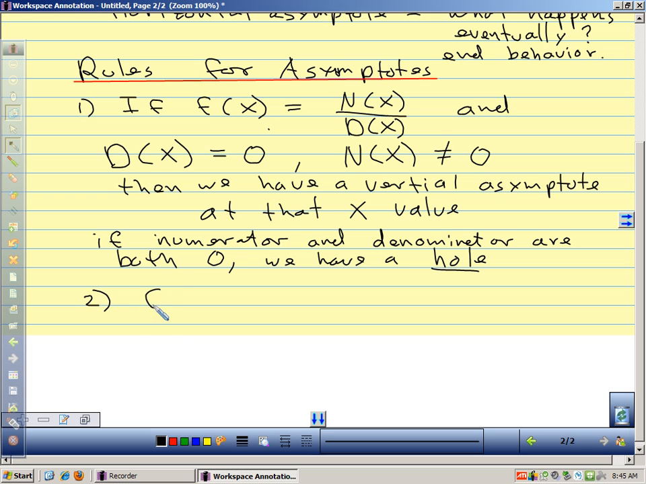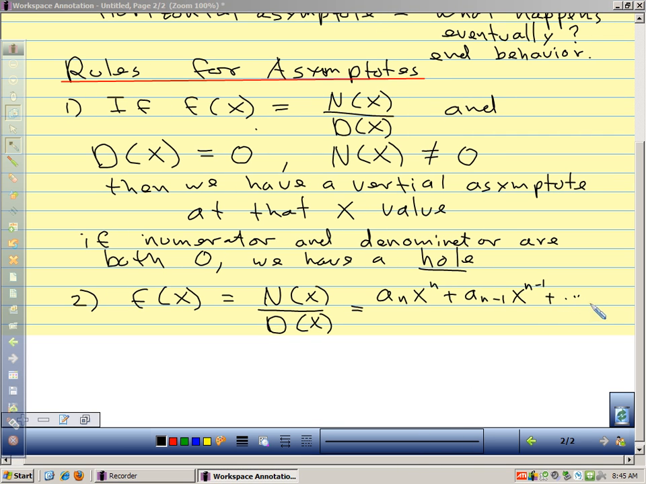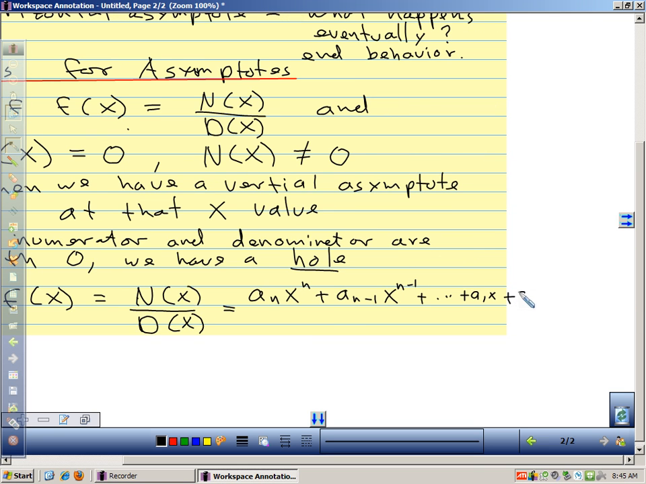We have our function, and for horizontal asymptotes we need a little more information. We have our numerator, and we have our denominator. I'm going to write out our functions. Our numerator is going to be a sub n, x to the n, the polynomials that we've been working with, a sub n minus 1, x to the n minus 1, plus dot dot dot, and we go all the way out, plus a sub 1 x plus a sub 0. So there's our big long polynomial.